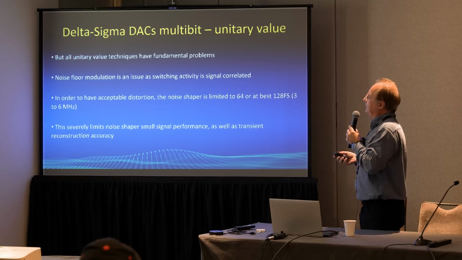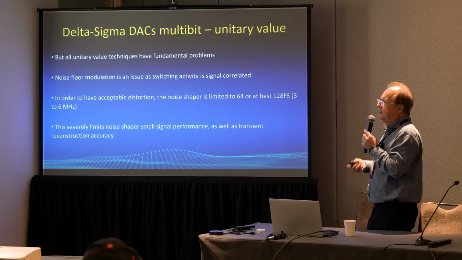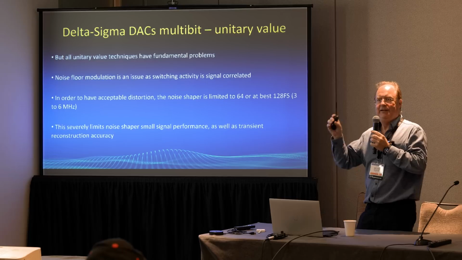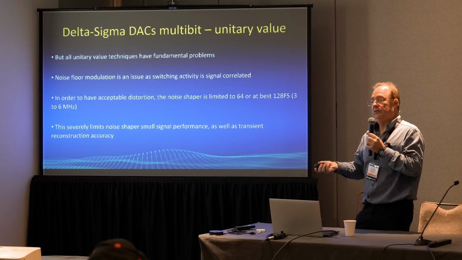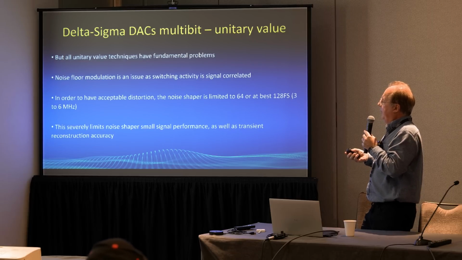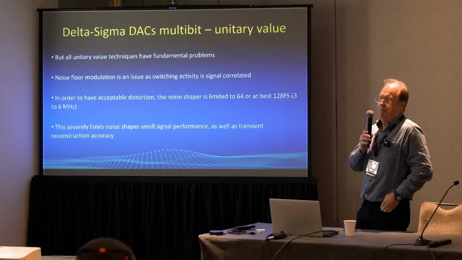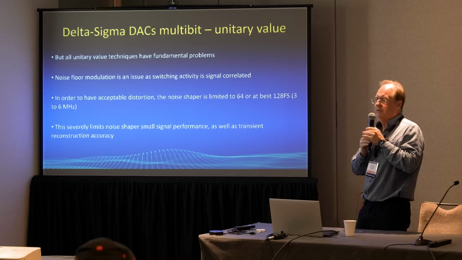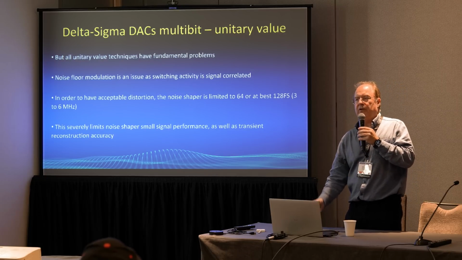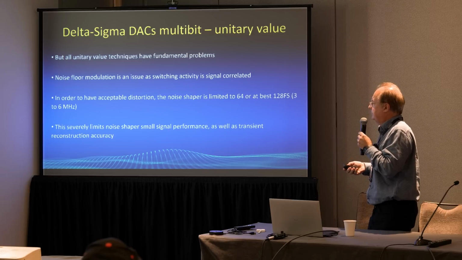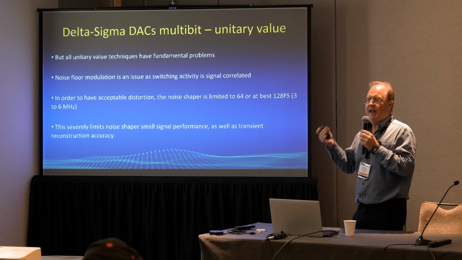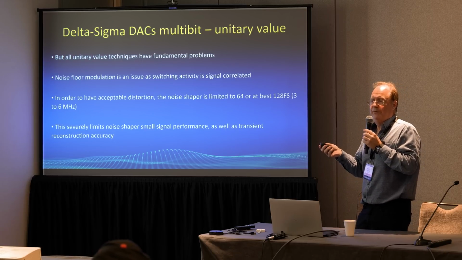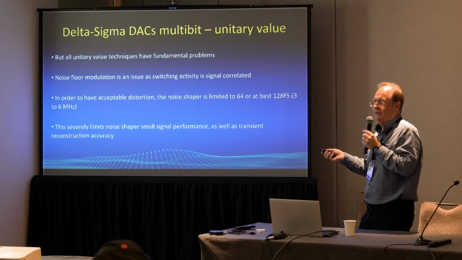But all unitary value techniques have got these fundamental problems. Noise floor modulation is an issue because your switching activity depends upon the signal. And you don't want switching activity, your glitches, to change with the signal level, because that will create distortion. The other problem with it is that the noise shaper is limited to 64 or at best 128 fs. So 128 fs is 6 megahertz. So this means that the small signal performance is being limited because the noise shaper is running at a fairly low rate of 6 megahertz. Also, you cannot get nanoseconds worth of transient reconstruction because you're looking at something that will only resolve a few hundred nanoseconds, not tens of nanoseconds.